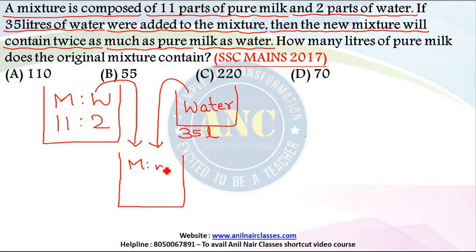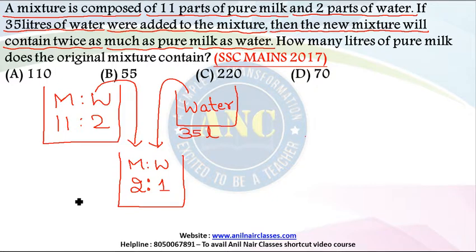In this vessel 3, the milk and water will be in the ratio of twice as much pure milk as water. The ratio of milk and water is how much? It will be 2:1. How many liters of pure milk does the original mixture contain? That is the question. Again, I am repeating, this is an original SSC 2017 Mains question.